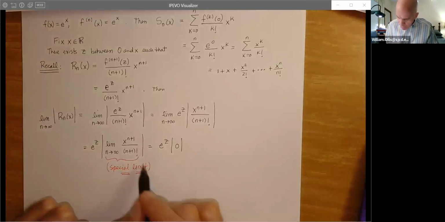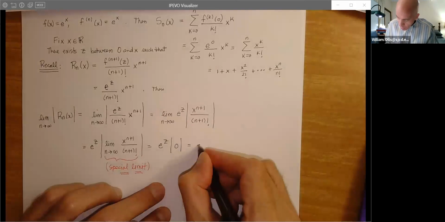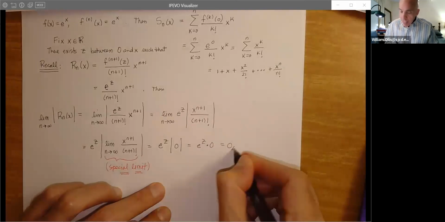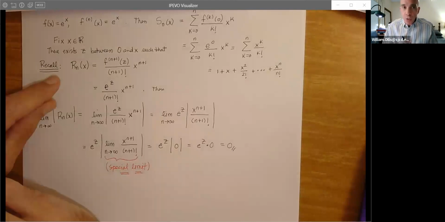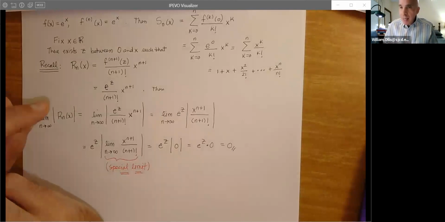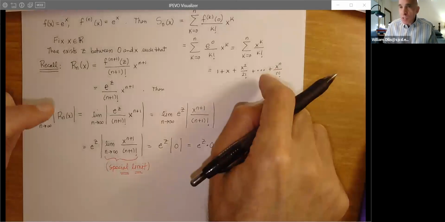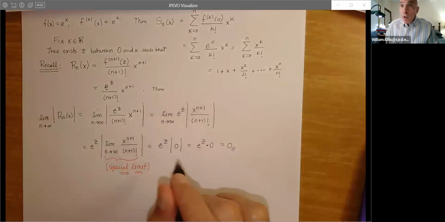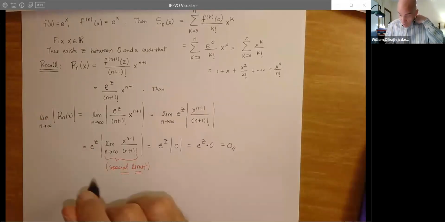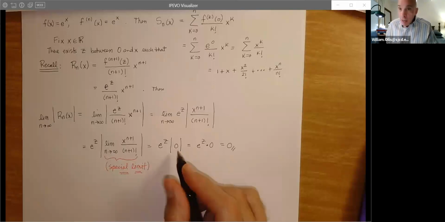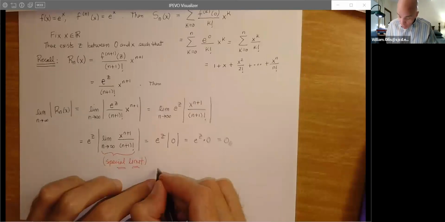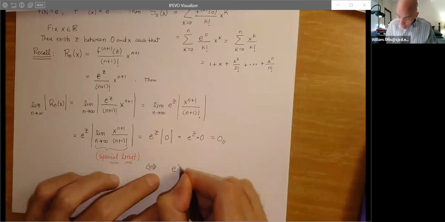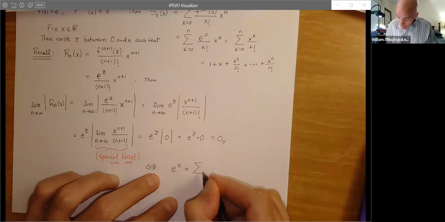And so now we have the absolute value of 0, which is 0. So e to the z times 0 equals 0. So indeed, this will actually be true for any x. And that's good because the interval of convergence here is all real numbers. So this is true for all x real. So now we can unequivocally state, if and only if, e to the x is precisely this infinite series.